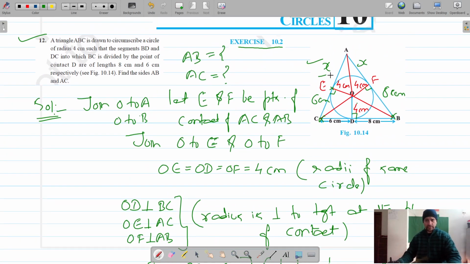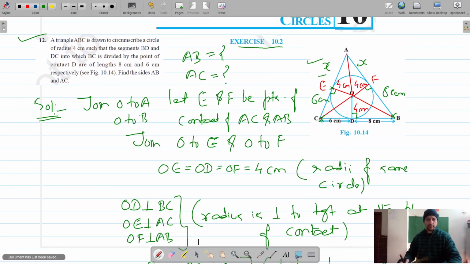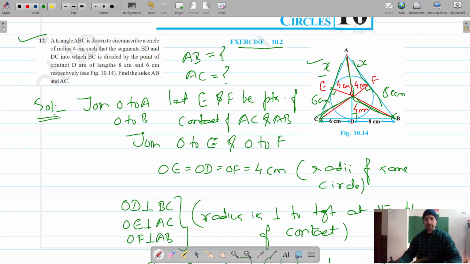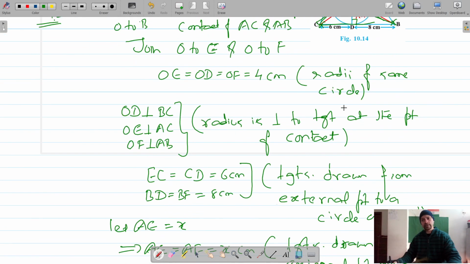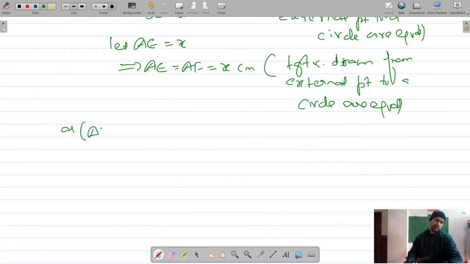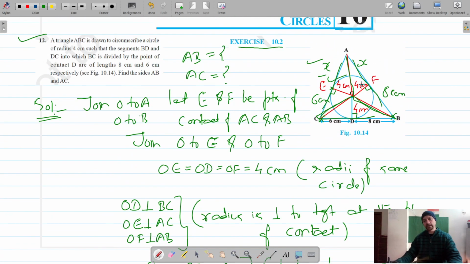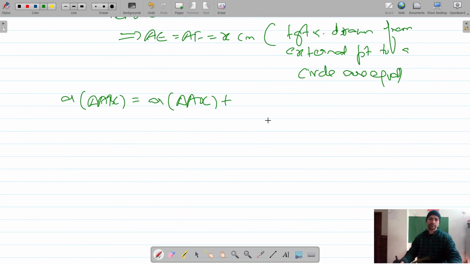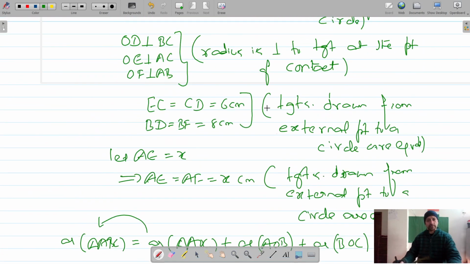Now, if we look at this, the triangle ABC, it is made up of these triangles AOC, AOB, and BOC. So, if I have to find out its area, it should be the sum of these triangles AOC, BOC, and AOB. So, I will just write it down. Area of triangle ABC would be the sum of the area of triangle AOC, AOB and BOC.